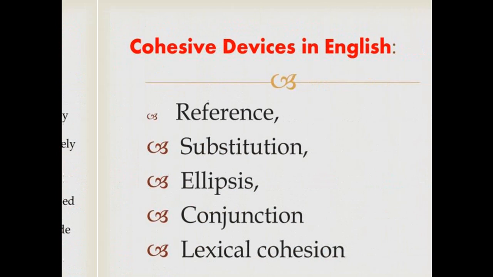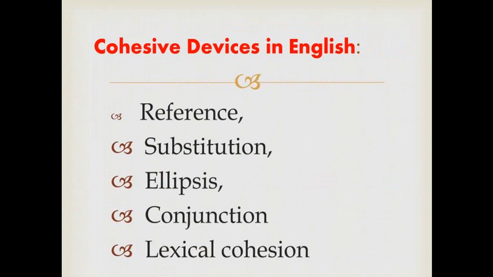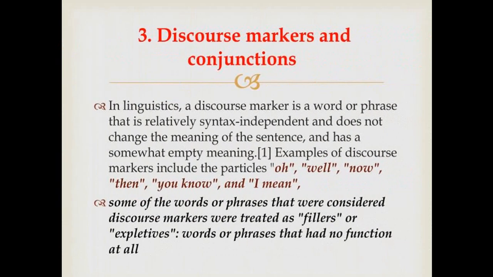So the cohesive devices in English: you see that references we mentioned, substitution we mentioned, ellipsis we mentioned, and today we're going to talk about conjunction. And the last one is lexical cohesion. So today we're going to talk about conjunction and discourse markers. So what are they? Let's get to it. Discourse markers and conjunctions.